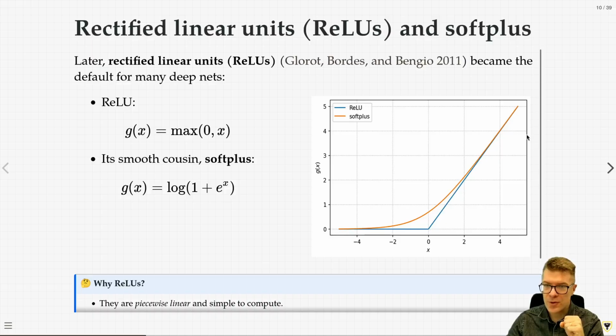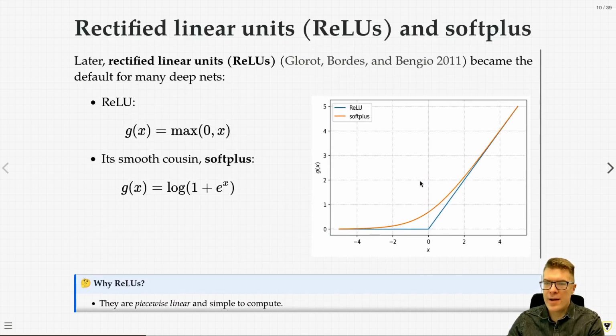There's a smooth cousin, I guess you can call it, called softplus, which is shown here in orange, which is just the log of 1 plus e to the x. It approximates ReLU pretty nicely, but it's totally smooth and easily differentiable.